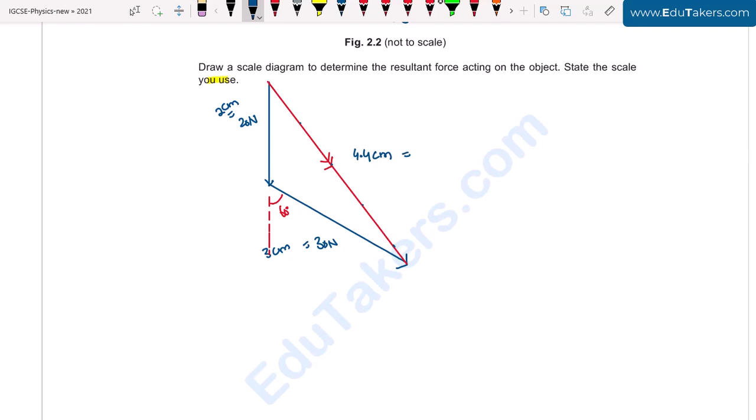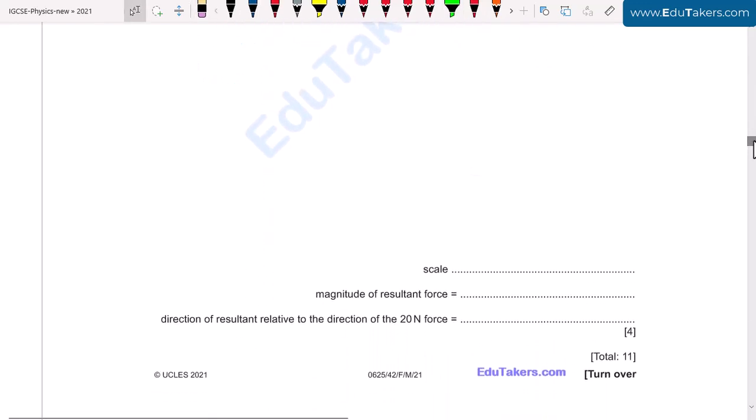We have to convert this into Newton, so I just multiply it with 10. 4.4 multiplied by 10 comes to be 44. So the magnitude of the resultant force is equal to 44 Newton. So I write here the scale I use here is that 10 Newton is equal to 1 centimeter and the magnitude of resultant is 44 Newton.